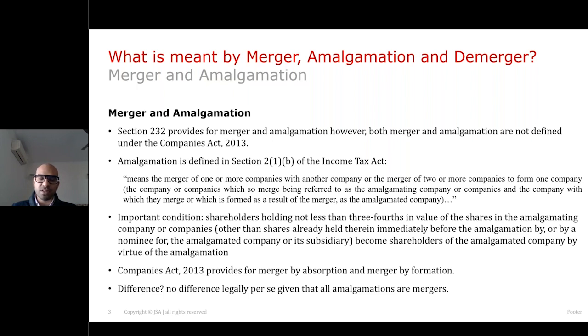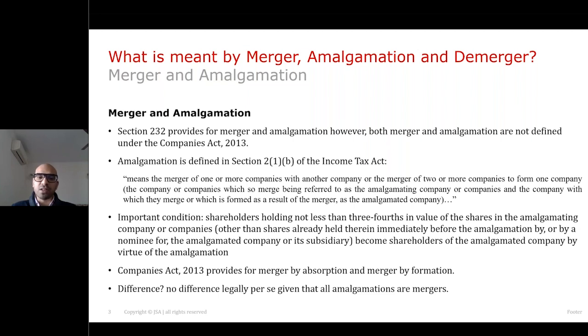Now, in the Companies Act 2013, 232 provides merger of two kinds. One is merger by absorption and one is merger by formation. Merger by absorption simply means if there are two companies, A and B merges into A, that is a merger by absorption. Merger by formation simply means that A and B merge together and they form a new company, that is C. That is a merger by formation.